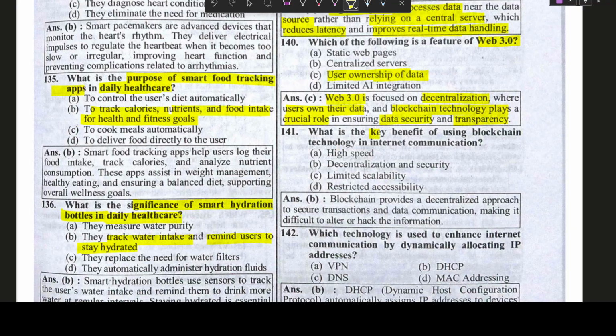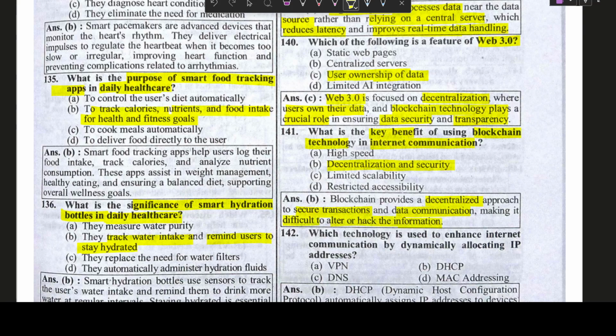So what is the key benefit of using blockchain technology in internet communication? So it is decentralization and security. Blockchain provides a decentralized approach to secure the transaction and data communication, making it difficult to alter or hack the information.